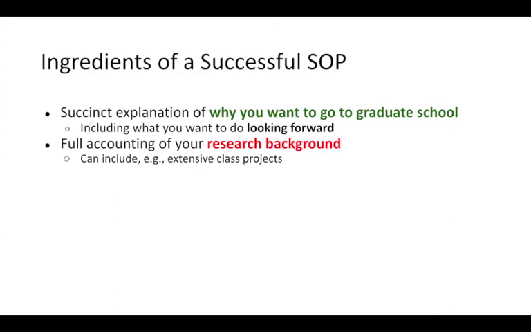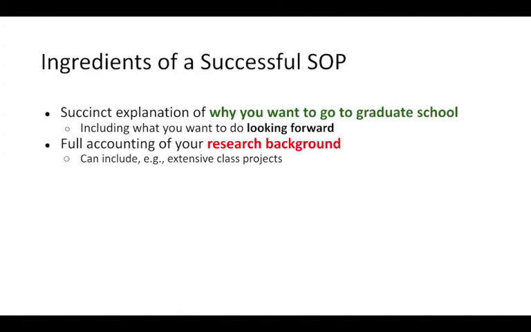At this point, I believe we got a question about this. Posters, conference talks, they all count. Ways of disseminating the research that you've done are part of your research experience. And even if you haven't had super extensive research experience, you can also make the case for things that are sort of research adjacent, which could, for example, include extensive class projects that you've done.